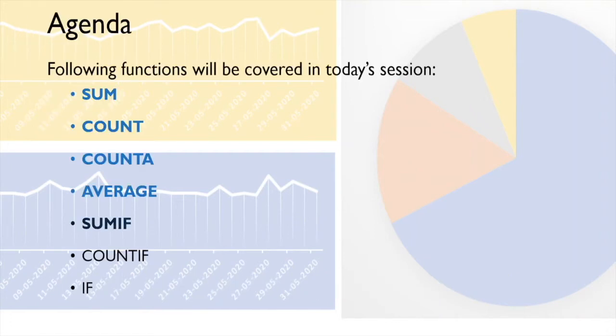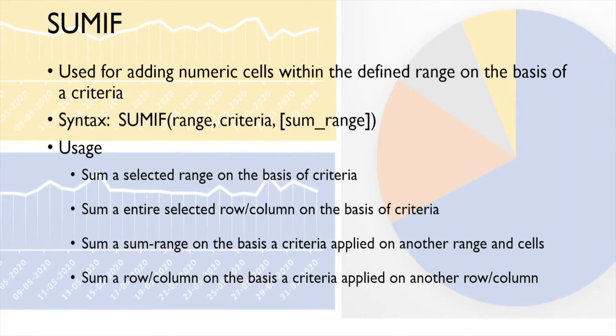Next formula is SUMIF. So we have already worked upon sum. SUMIF is a little different from what we have done earlier. This SUMIF is also calculating the sum, but on the basis of a criteria. Like if you see, it's used for adding numeric cells within a defined range on the basis of a criteria. So the additional thing is that we have a criteria here.